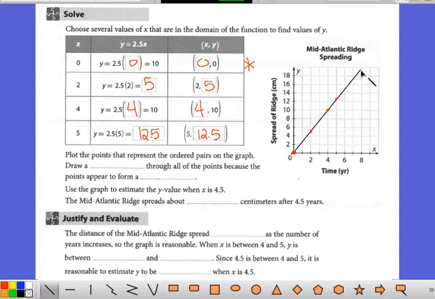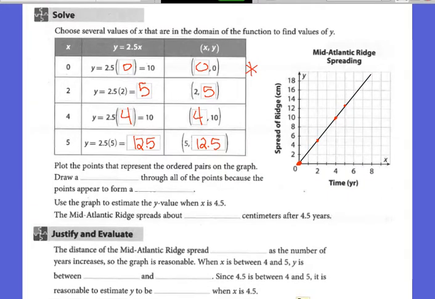Okay, and now, since I've plotted my points, I can draw my line. So I'm going to draw a line through all the points because the points appear to form a pattern. They appear to form a pattern because they go in a line, and that pattern is a line. Now, if the pattern was like this, that might not necessarily work. So you really want that pattern to be a line.